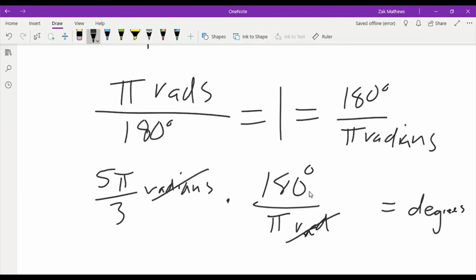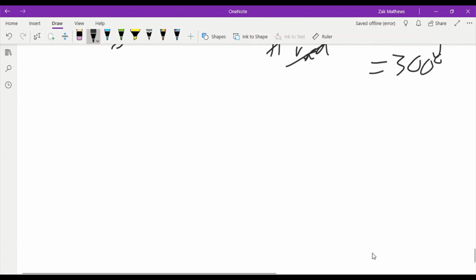If we look at what else simplifies, the pi's happen to simplify. Don't just think because you see a pi that guarantees the pi's are going to go on the bottom. Pi's can be in degrees, but in this case, the pi's do cancel. We also see that 3 goes into 180 60 times. So we're left with 5 times 60, which is 300 degrees. So to write that a little bit clearer, 300, and then our degree symbol would get stuck on top right there, 300 degrees. Let's go the other direction.